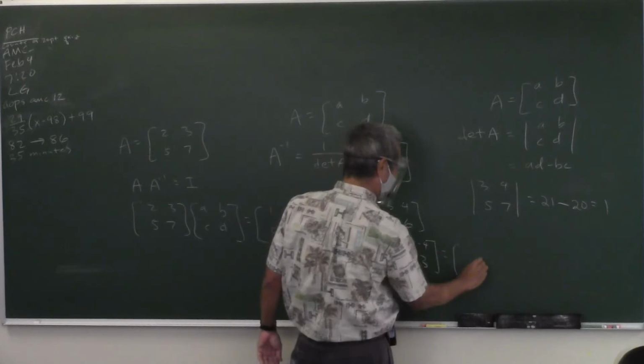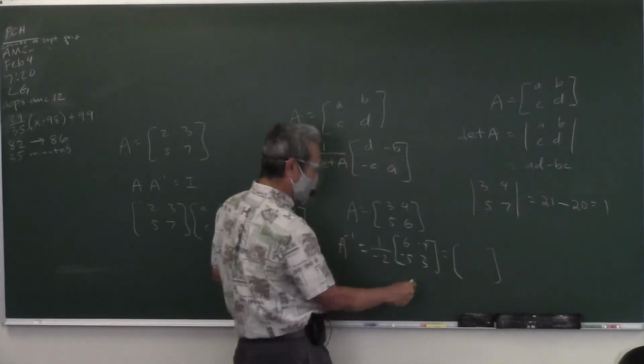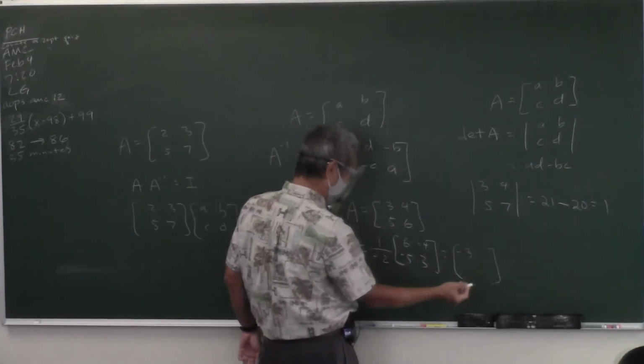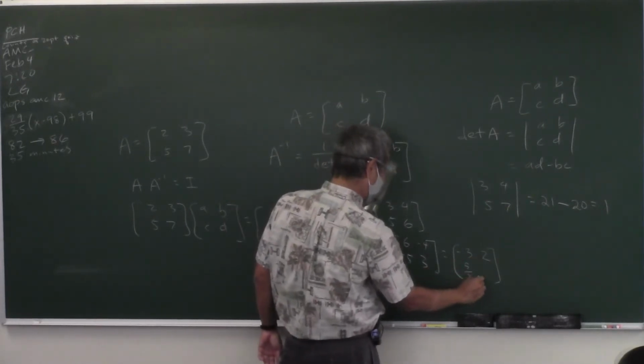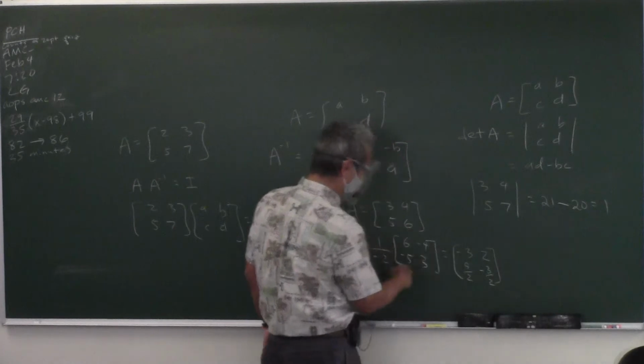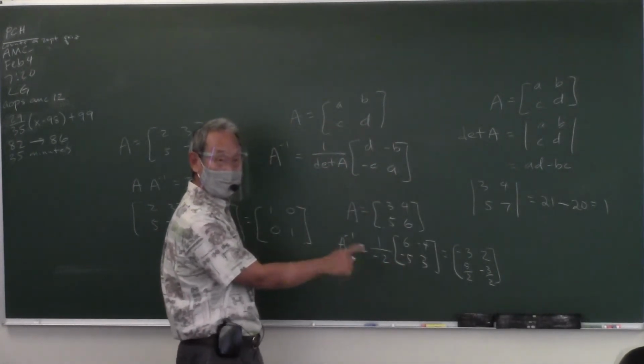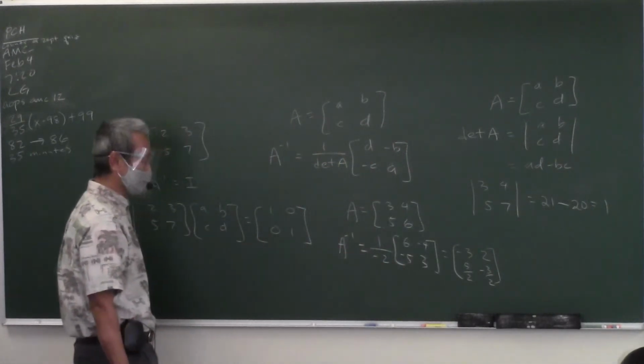And if you want to, you can take the -half and put it inside. Remember, how do you multiply a matrix by a number? You multiply every element with a number. So if you want to, you can go -3, 2, 5 halves, -3 halves, or you can just leave it like this. There's nothing wrong with putting the number on the outside either.